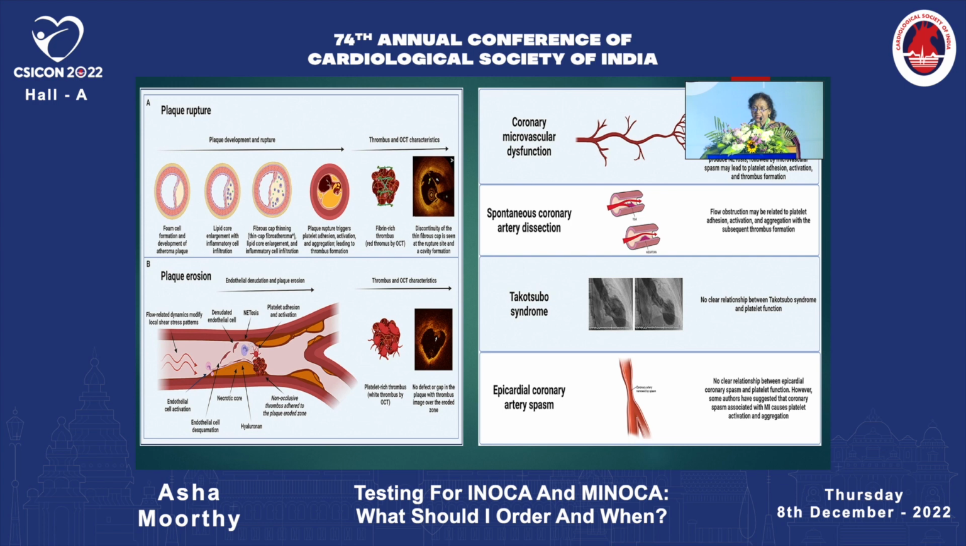In thrombosis, that is in erosion, you see absolutely no gap or defect, but you will see a thrombus across it. In coronary microvascular dysfunction, there is an endothelial dysfunction, but there is no documentation of a thrombus. In spontaneous coronary dissection, it is still a flow obstruction led by platelet aggregation. In Takotsubo syndrome, it is diagnosed only by the left ventricular angiogram when you see apical ballooning, and epicardial coronary spasm can be seen by the intimal bumping in the OCT.